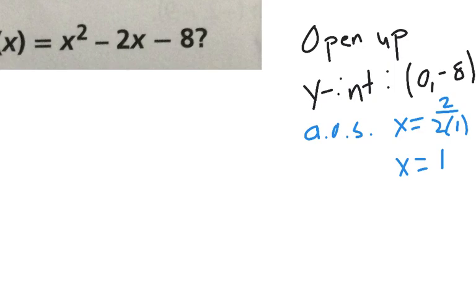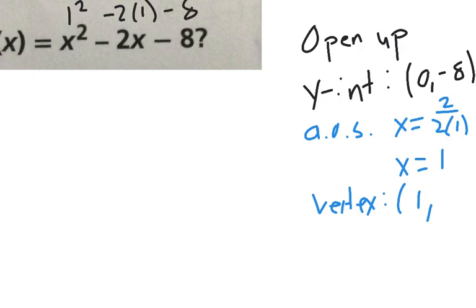Is everybody good there? Because I know where the axis of symmetry is, I can find the vertex. I plug 1 in for x and find the y value. So I plug 1 in. What's 1 squared? It's 1. It's 2x. What's 2 times 1? 1 squared minus 2 times 1 minus 8. That's 1 minus 2 minus 8. That is negative 9. So the vertex is at 1, negative 9.